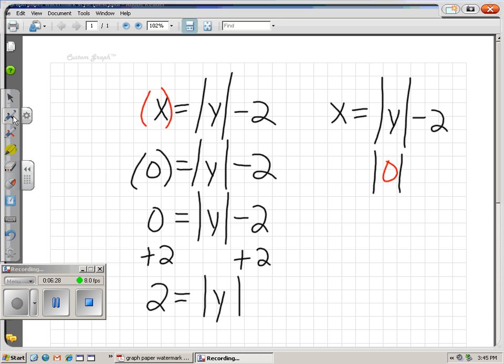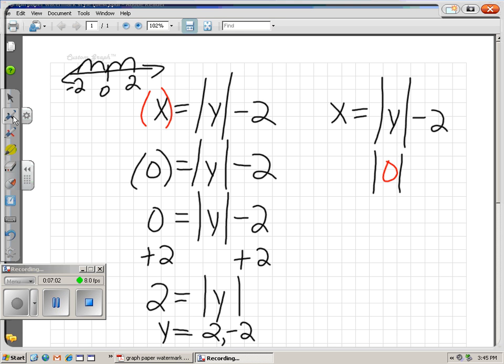Now what I'm basically asking is, what number is 2 steps away from 0? Because remember, absolute value is a measure of distance. It's a measure of distance from 0. So think about the number line. Here's my number line. Here's 0. And I want to know what number is 2 steps away from 0. Well, it could be 2, but negative 2 is also 2 steps away from 0. So my answer here is y equals 2, comma, negative 2. I actually have two y-intercepts on this one.